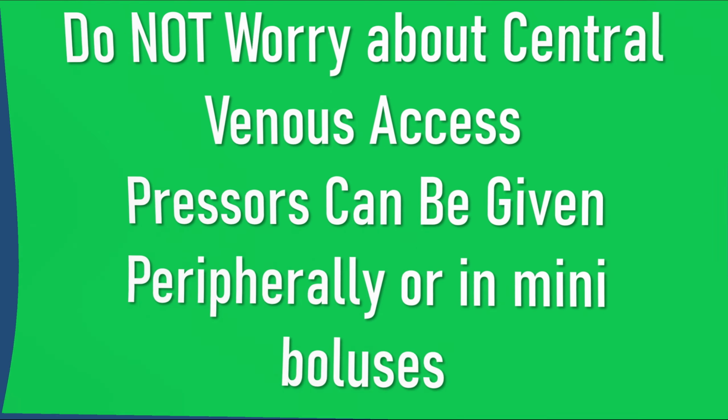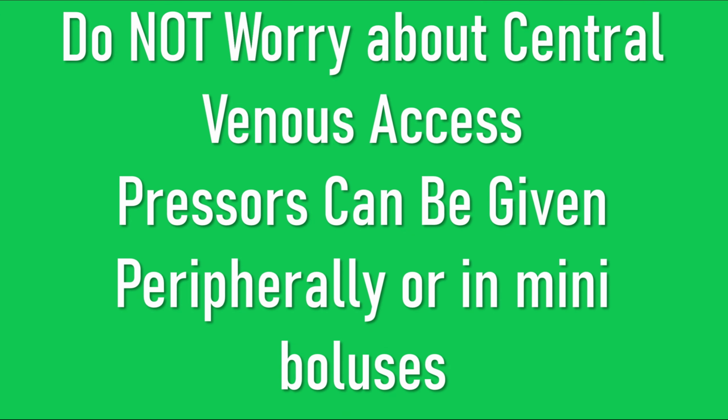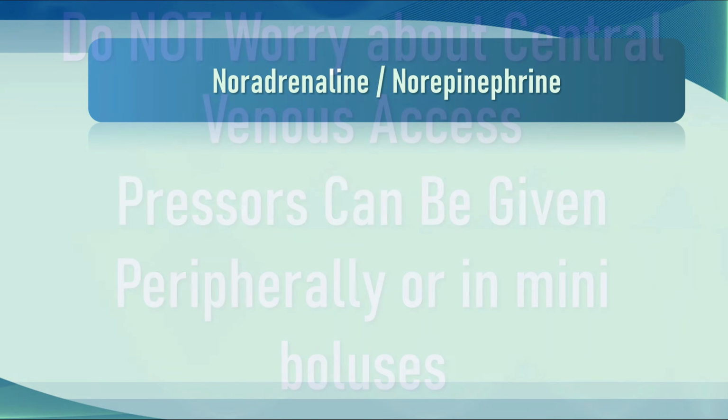Do not worry about central venous access. Pressors can be given peripherally in a vein that's proximal, such as in the antecubital fossa, or in mini boluses until a central line has been placed. In my view, you should not wait for a central line before you give vasopressors. Again, an emerging body of evidence suggests that early vasopressors are associated with better outcomes in septic shock.